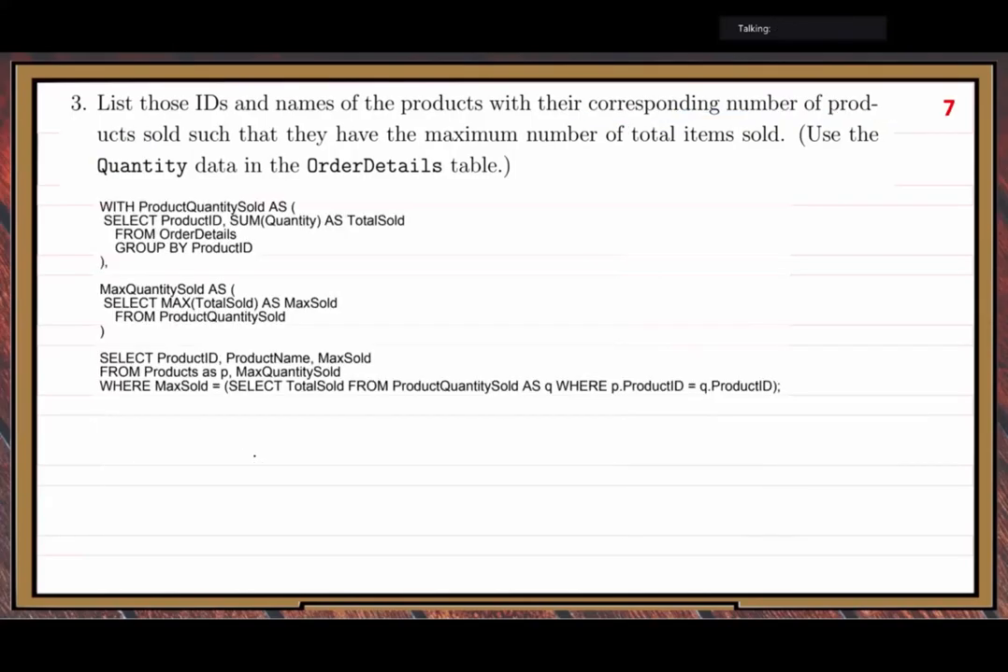Another solution. So the sum of quantity, and the maximum. Look at the max sold, also quantity. But this one missed the number of products. So read the question carefully.